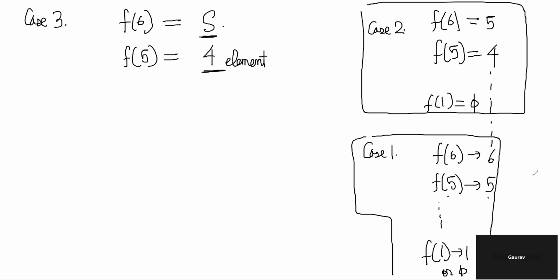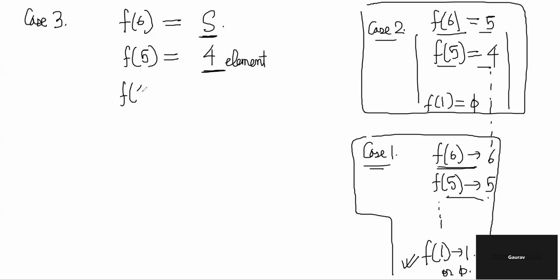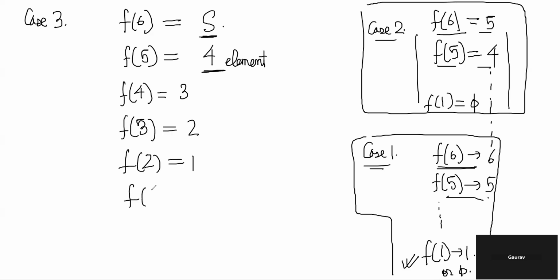So what I want you to understand is how the cases are different from each other. Case 1 was every element had an equal number and only the last one had 1 or 0, right? Case 2, every element had 1 less than its number, see? Correct? Case 3 is different. I'm doing it like this. F of 4 has 3 elements. F of 3 has 2 elements. F of 2 has 1 element and F of 1 has null. So notice that there is a gap here. This is 6 elements, right?